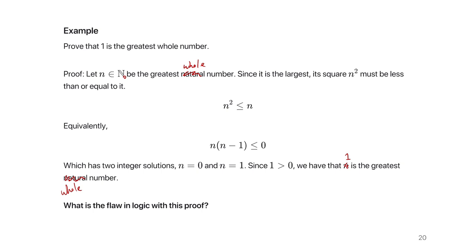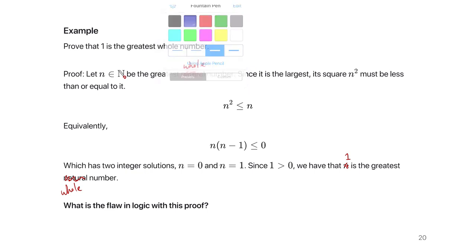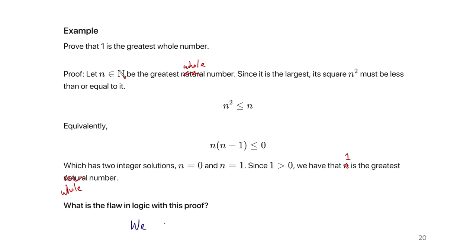Yeah? Just having the square test doesn't guarantee the greatest. Okay, there's actually a flaw even before that. Yeah, it's assuming that there is a greatest whole number. Right. The flaw in logic here is that we're assuming that there is a greatest whole number. We're not assuming that it's equal to 1. That's what we prove here. But we assume that this quantity exists when it doesn't.